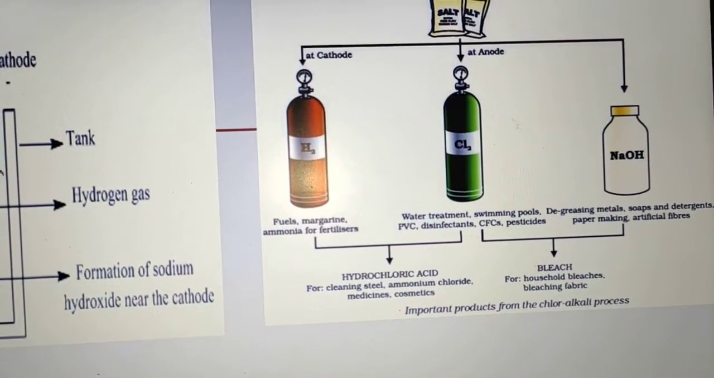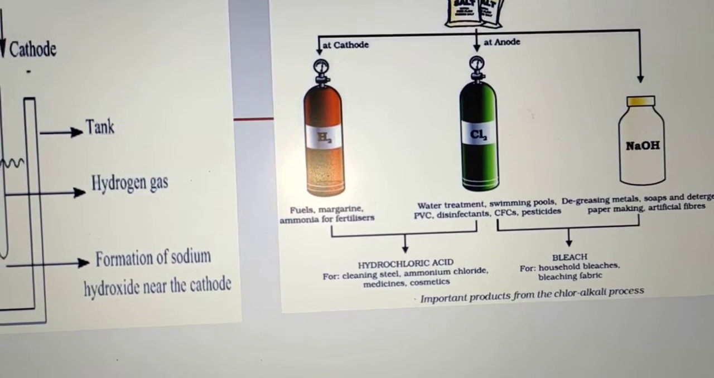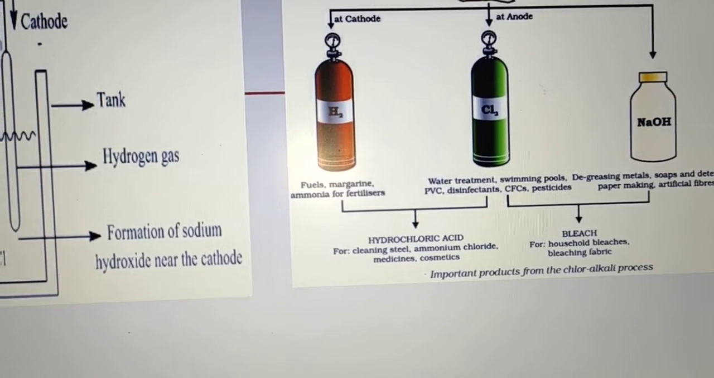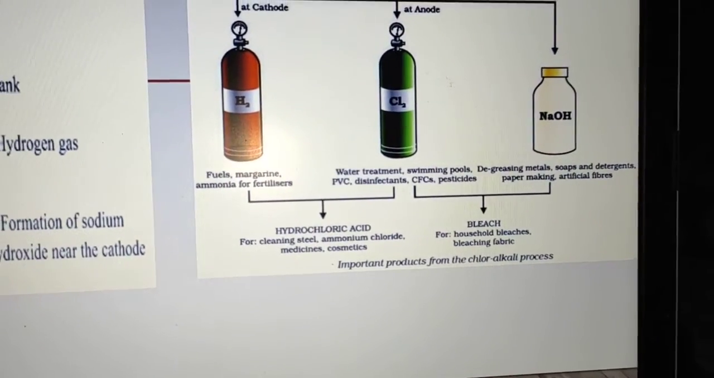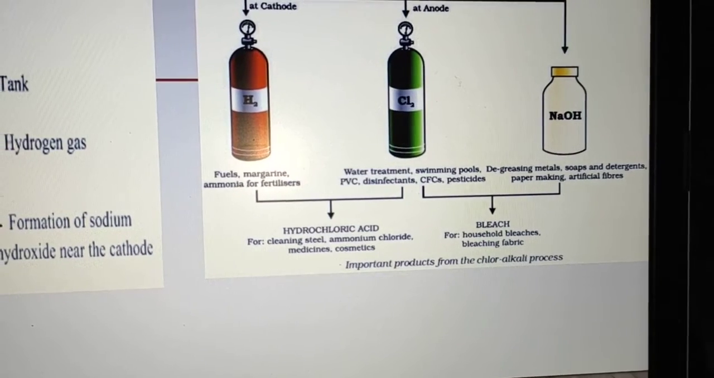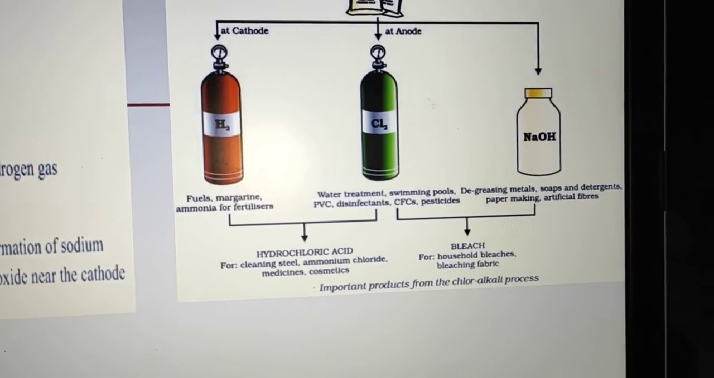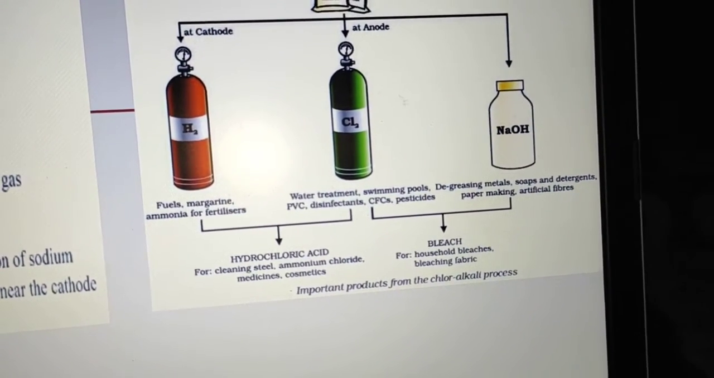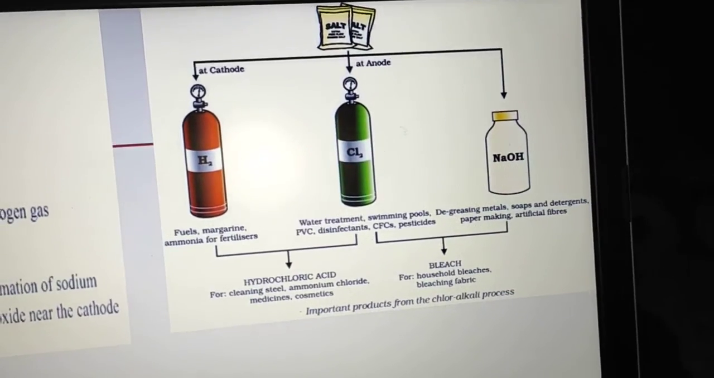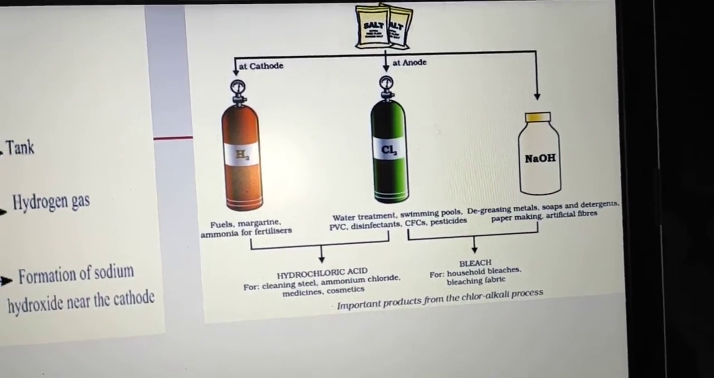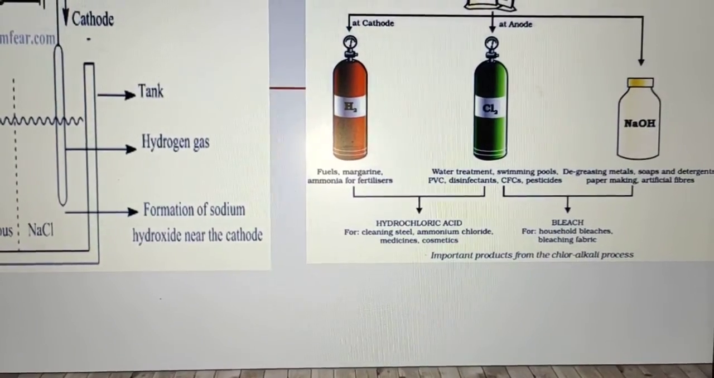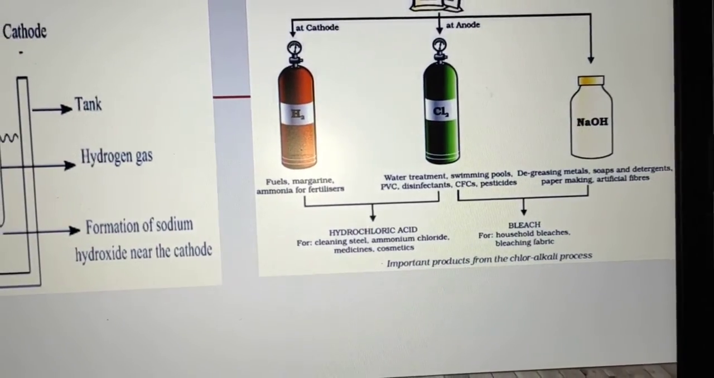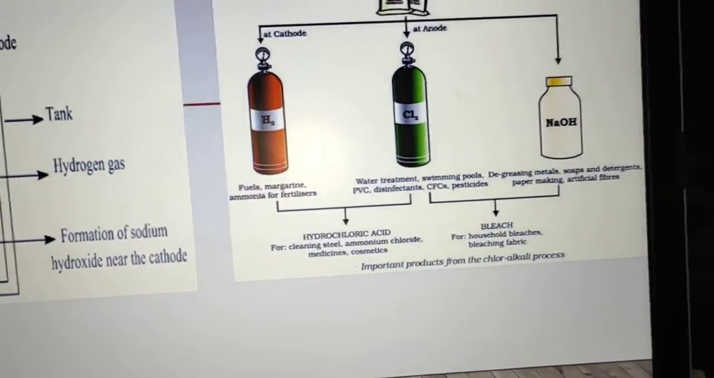These are the uses of H2 gas: fuel, and ammonia for fertilizers. Chlorine is used for water treatment, swimming pools, PVC, disinfectants, CFCs and pesticides. NaOH is used for degreasing metals, soap and detergent, paper making, and artificial fibres. So these are the products formed when you electrolyse the brine solution of aqueous NaCl with water, and this process is known as the chloralkali process. H2 and Cl2 combined give hydrochloric acid, used for cleaning steel and making ammonium chloride, and when Cl2 reacts with NaOH, it becomes bleach, which is used for bleaching fibres.